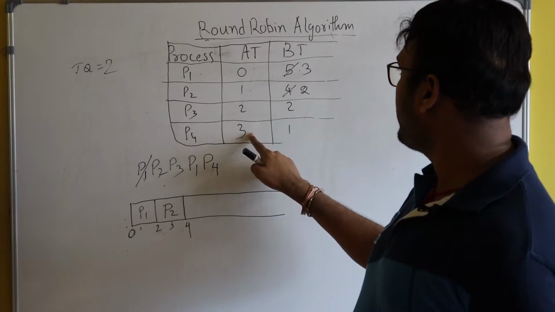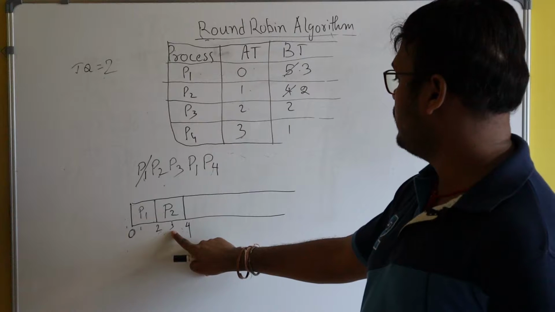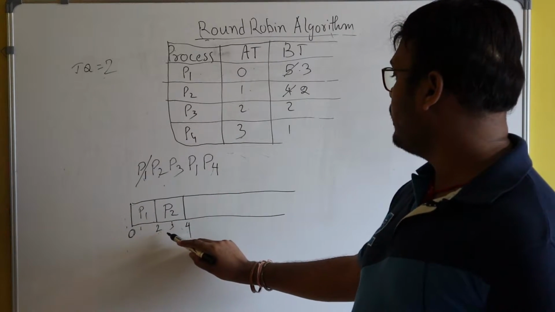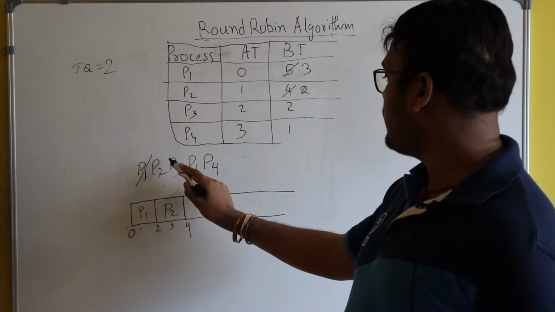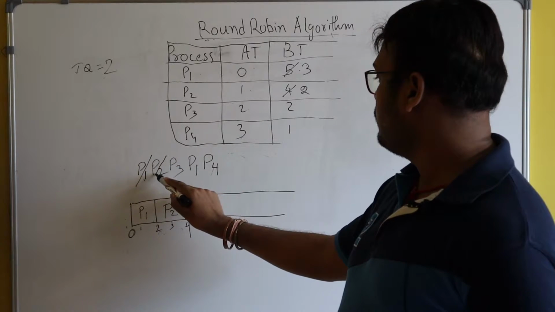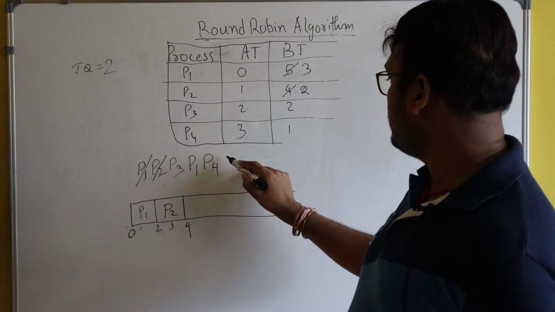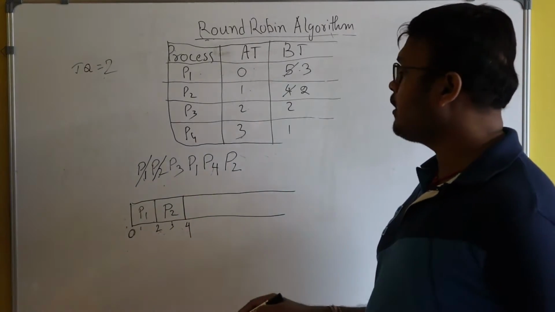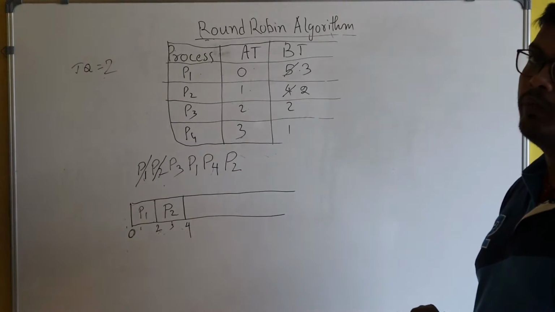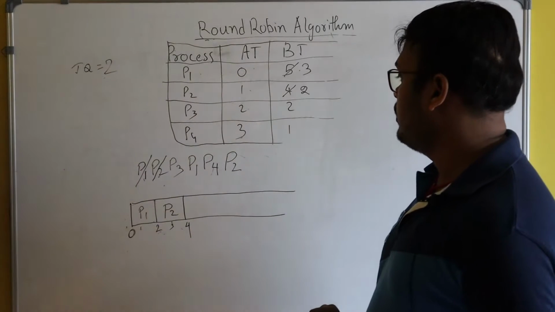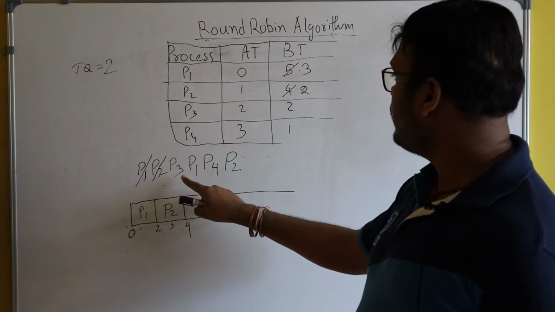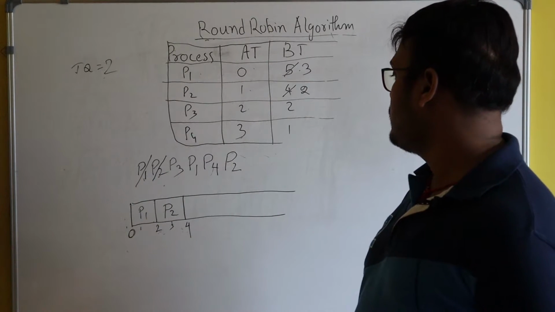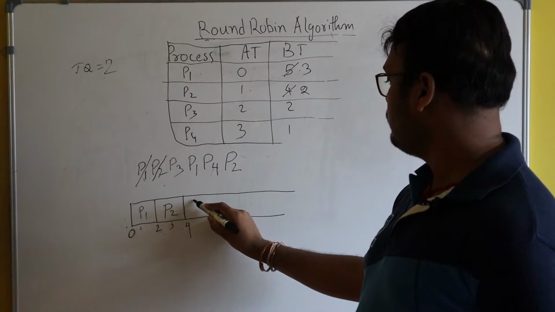Why? Because P4 arrived at t is equal to 3. So now when the time quantum expires, then P2 will come and sit here. Why? Because P2 is still available, because still 2 seconds is left for P2. Now you see, now CPU will be given to P3, because after P2, P3 is there. So here I will write P3.